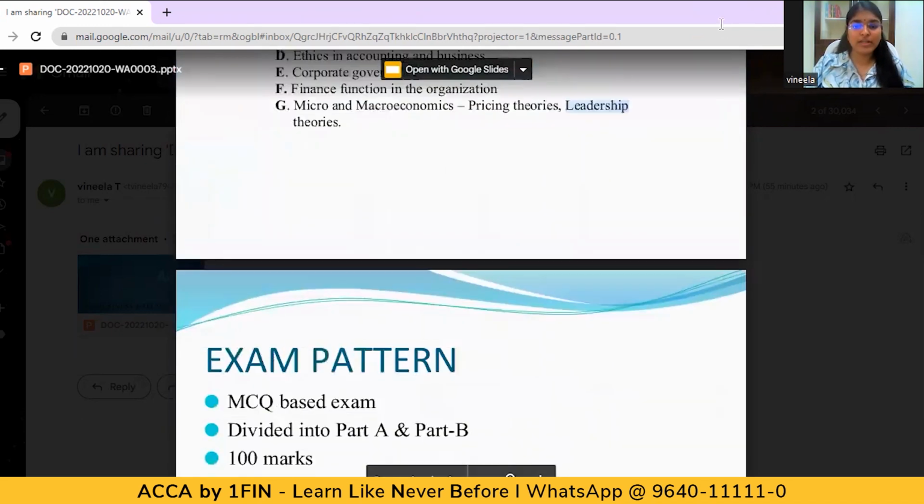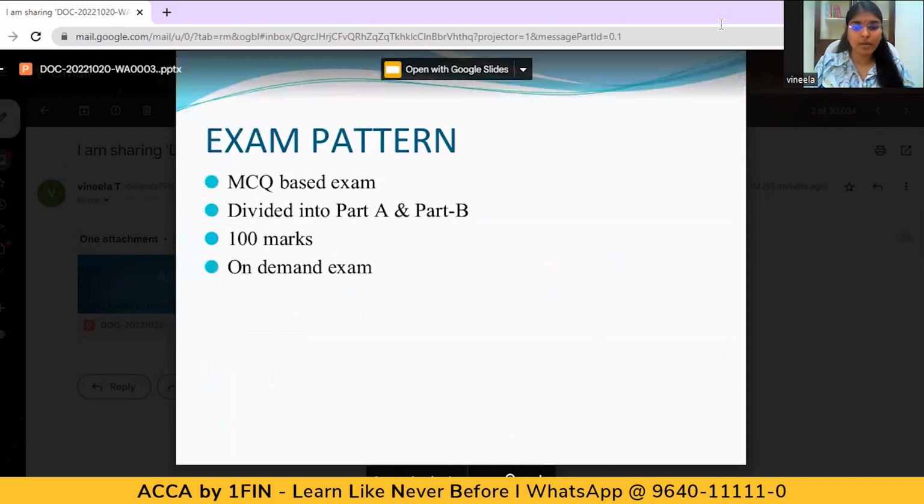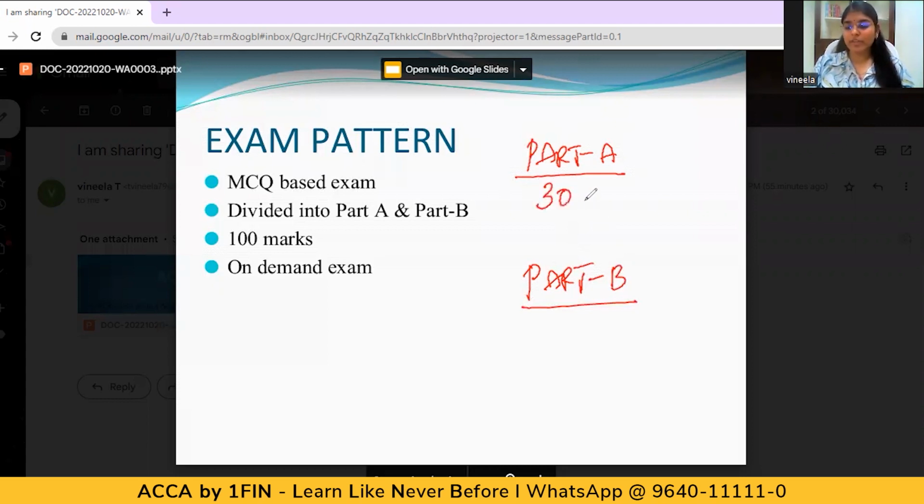If we move further, let me tell you one part here. Part A, part B. How many questions will be there in part A and part B? Part A has 30 questions, which carry 2 marks each, total 60 marks. Part B has 16 questions, 1 mark each, total 16 marks. Here the complete score is 76 marks.